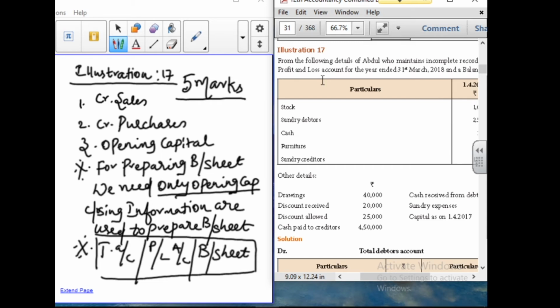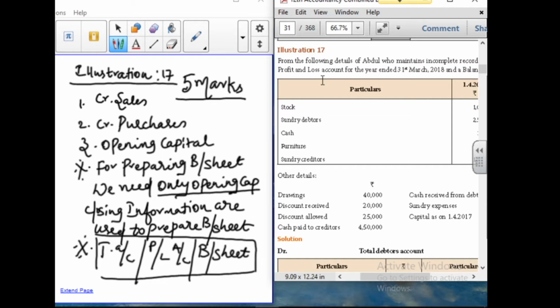Trading, profit and loss account and balance sheet. From this question onwards, that is from question number 17 onwards, 5 marks problems start. Before going to exercise problem number 17, I'll explain illustration number 17 to understand it better. I'm just going to show the format alone in illustration 17, and then we are going to solve the problem.